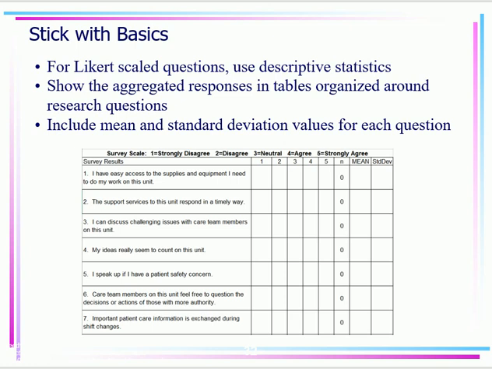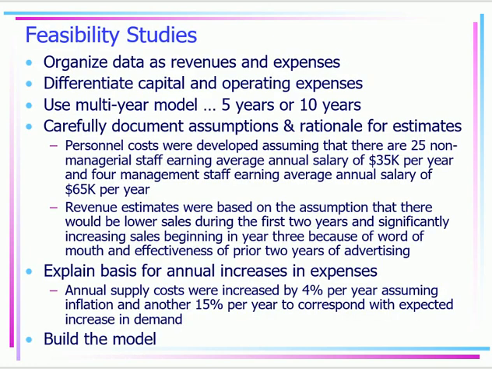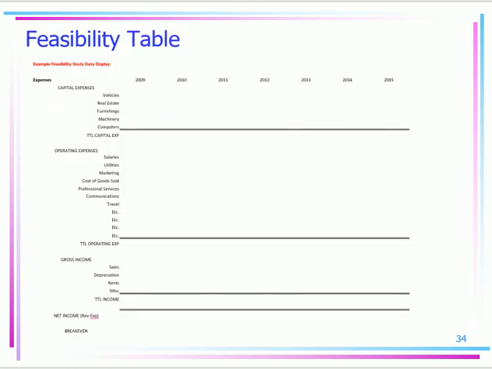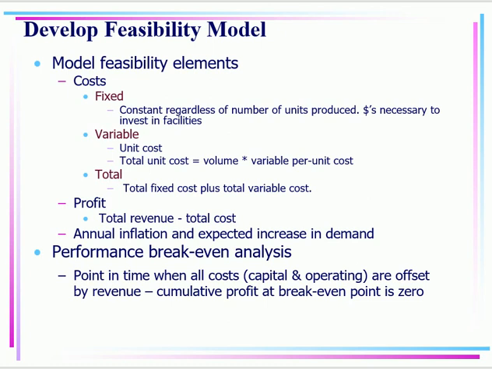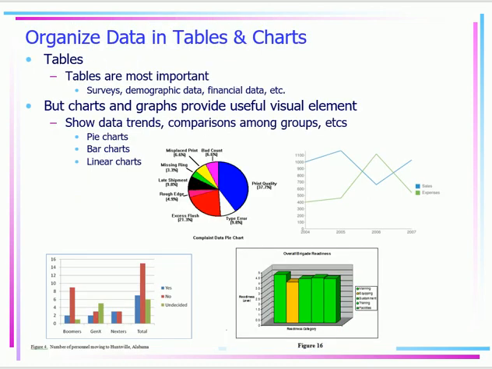For Likert scale questions, use descriptive statistics, show the aggregated responses in a table, organize around the research questions, and include the mean and standard deviation, right? Feasibility study: organize the data by revenue and expenses, differentiate capital and operating expenses, and use a multi-year model, 5 to 10 years. Carefully document your assumptions and your rationale for your estimates. Explain your basis for your annual increases in expenses and build your model, right? We saw that before when I went over quantitative analysis. Anyway, this is about the feasibility model. These are charts.